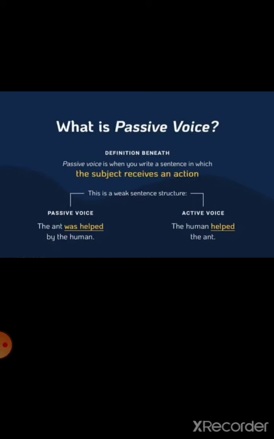In passive voice, the ant was helped by the human beings. So the verb is helped. It is being done. The verb help is being done by the human beings to the ant, to the subject ant. So that is why you can say it is written in passive voice.